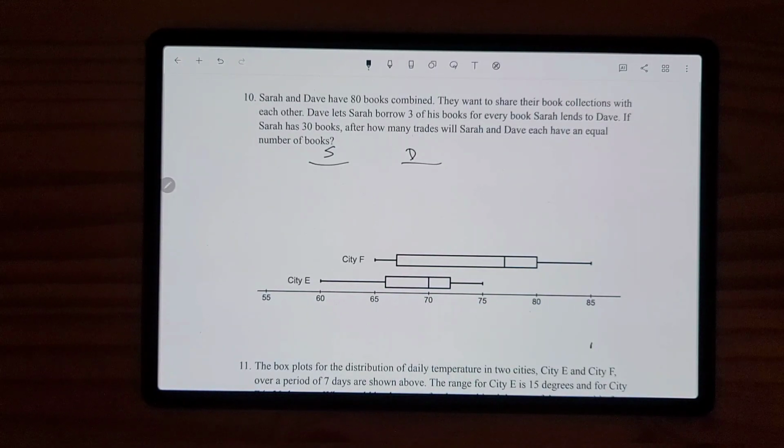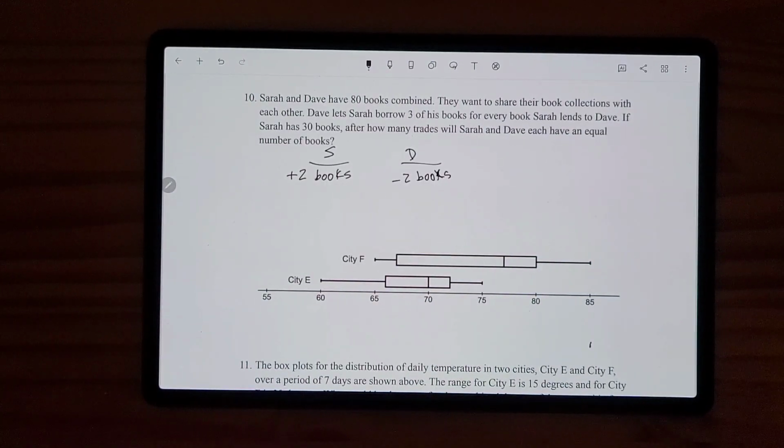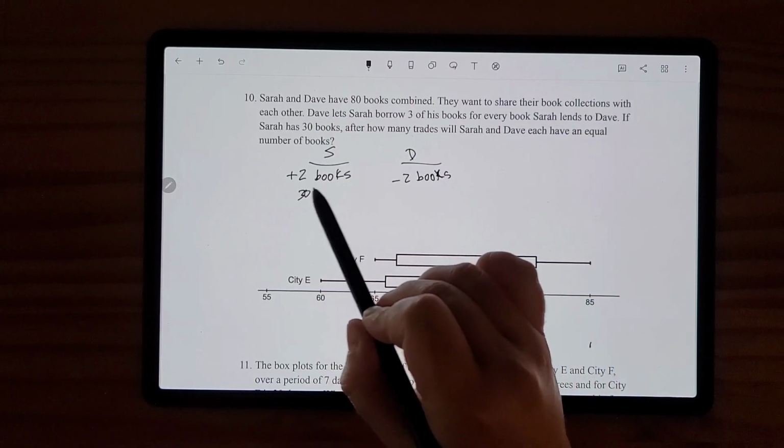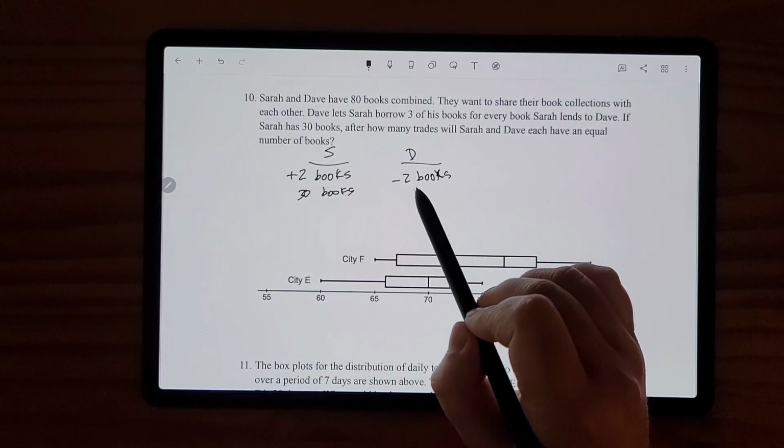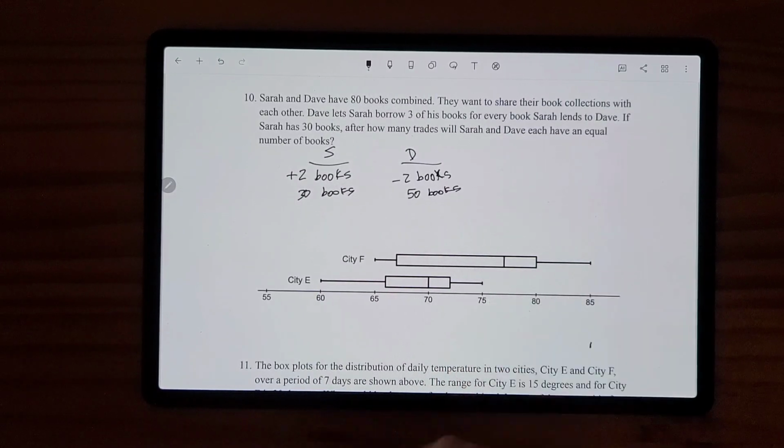Dave lets Sarah borrow 3 of his books for every book that Sarah lends to Dave. So let's think of how the number of books is changing for each of them. Every time they go through this whole borrowing process, Sarah's gaining a net of 2 books and Dave is losing 2 books. Sarah starts out with 30 books. If Sarah and Dave have 80 books combined, that means Dave has 50 books at the beginning. We want to know after how many trades they have an equal number of books.